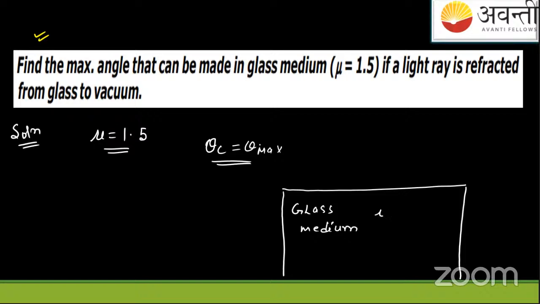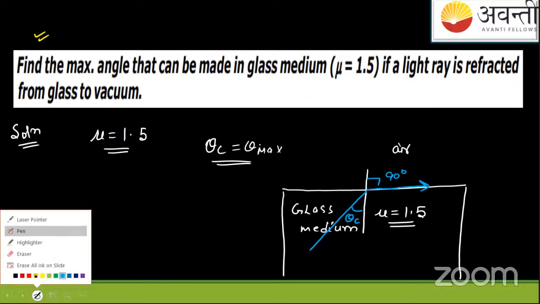This glass has a refractive index of 1.5. Suppose this is the normal to the glass medium and this is air. Now suppose the ray enters like this, making an angle equal to theta max, or say theta c. Then the ray which is passing will graze the surface with a 90-degree angle.